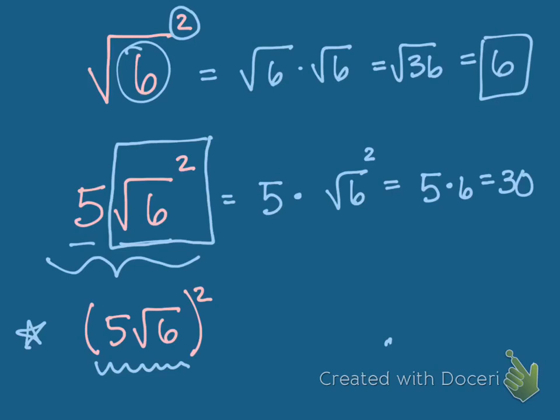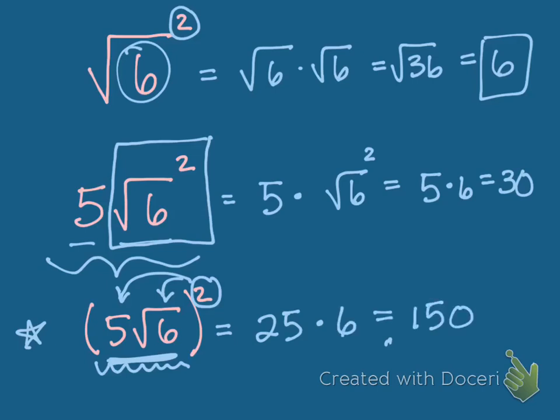So the difference between 5 times the square root of 6 squared and all of 5 root 6 all being squared is this. Since you used parentheses, this squared needs to go to both parts. So what you're really doing here is 5 squared, which is 25, times the square root of 6 squared, which is 6. And that gives you 150. And as you can see, 150 is very different than 30.